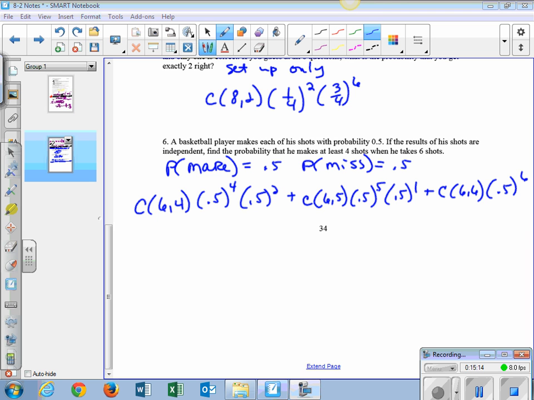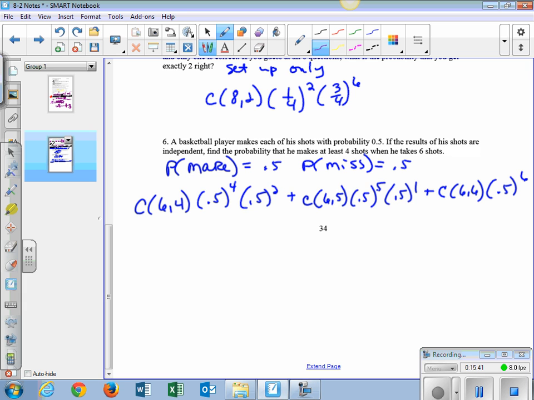Okay, so let's see if you agree with what I had. I have a combination of 6 choose 4, 0.5 to the 4th times 0.5 squared, plus a combination of 6 choose 5, 0.5 to the 5th, 0.5 to the 1st, plus a combination of 6 choose 6, 0.5 to the 6th. Again, I would probably just leave this one as a setup only, but I was just kind of curious if anybody thought to set it up this way.